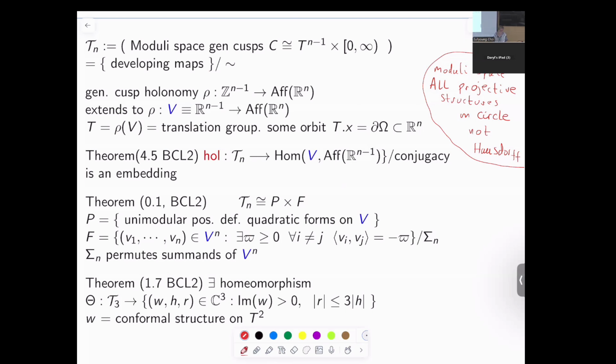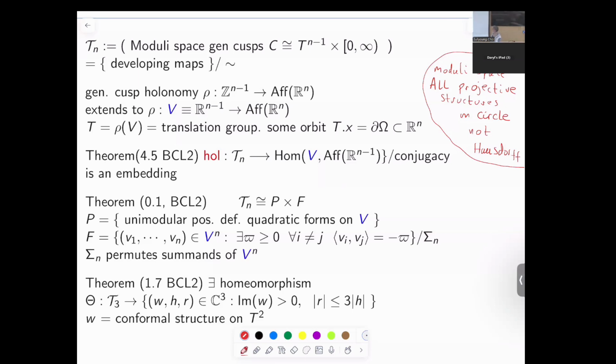There's a moduli space, which you can think of as given by the space of developing maps for these structures with an equivalence relation on it. So the topology comes from the topology on the space of developing maps, and then you take the quotient topology. So that's some abstract space. And actually, if you think about all possible real projective structures on a circle, then that's a non-Hausdorff space.